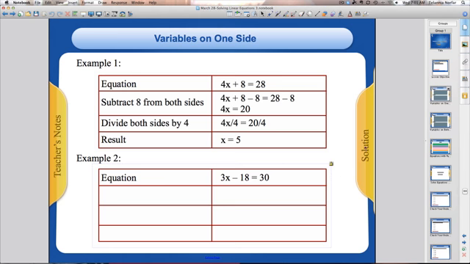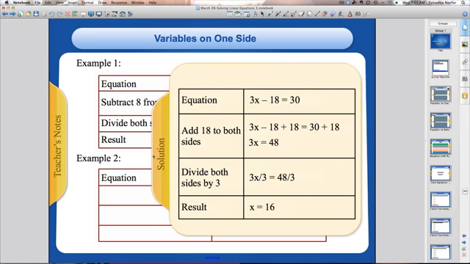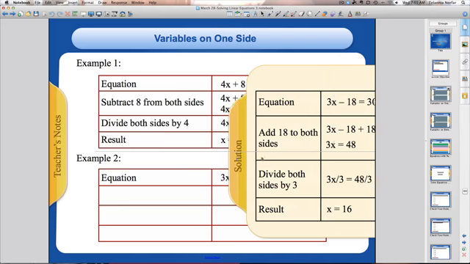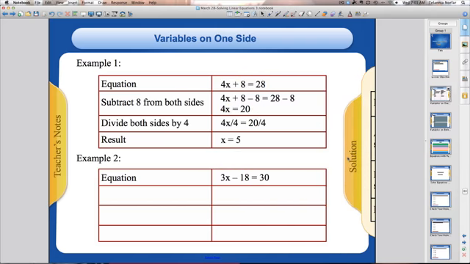Okay, let's look at the answer again. Again, it's 16, and remember we had to add 18 to both sides, and then we had to divide by 3, which gave us the 16. Not too bad. Okay, now variables on both sides.